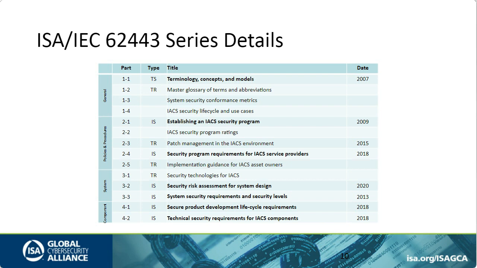A blank cell indicates that the document has not been published yet, and several of the documents are currently in revision as part of their 5-year update cycle. The standards in bold are considered the key or pillar documents in the 62443 series.